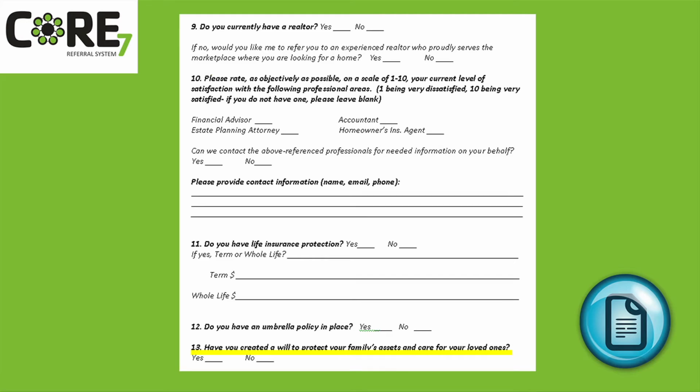Number 13, have you created a will to protect your family's assets and care for your loved ones? More than half the people in the United States do not have a will. If you don't have a will when you pass away, your estate will need to go through probate, where the court decides what to do with your estate. When a client purchases a home, it is our job to remind them to put their new asset into their will so it will be protected and pass on to the recipient, avoiding the lengthy probate process.